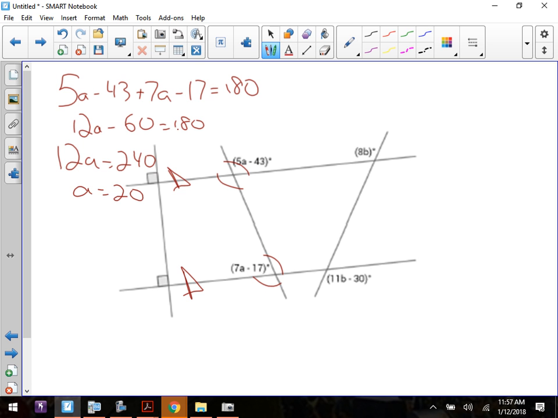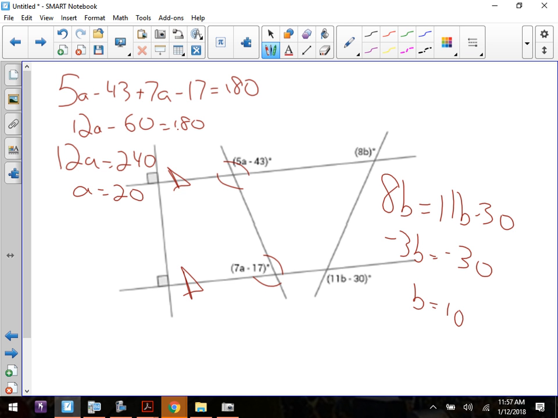And then same thing with b. When you make your tick marks going through, they wind up matching because they're alternating exterior, so they have to be equal. So you get 8b equals 11b minus 30. Move things around, and b is 10. Once again, if you remember the properties, whenever you're dealing with parallel lines, follow the tick marks to make sure that they match up. If they do, great. If they don't, they're going to be supplementary. Okay.